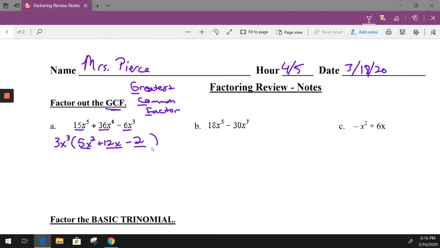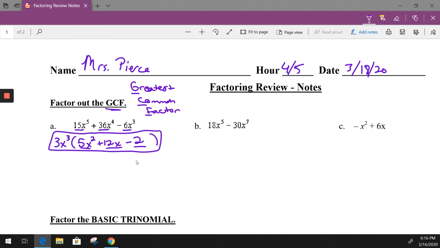As we get later on into some more difficult factoring, you will also sometimes have to factor the trinomial that is left inside of the parentheses. However, I can tell by looking that this cannot be factored. So this problem is factored completely. So I'm going to put a box around my answer to show that that is done.